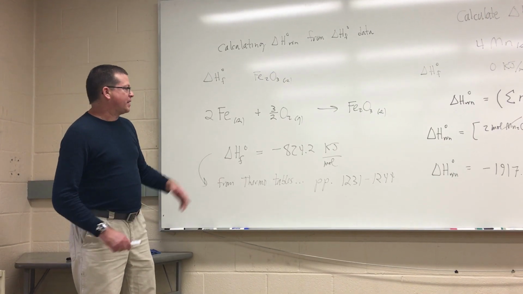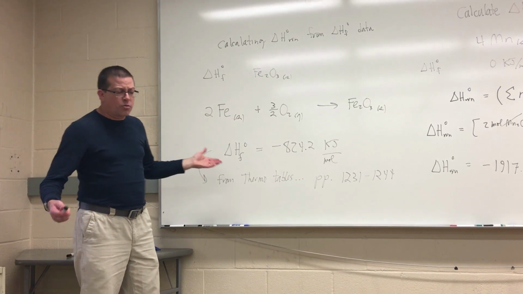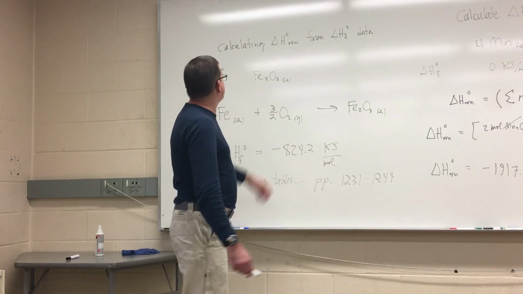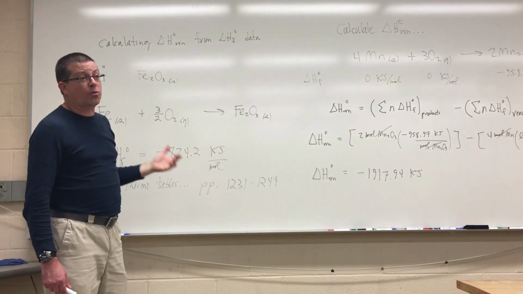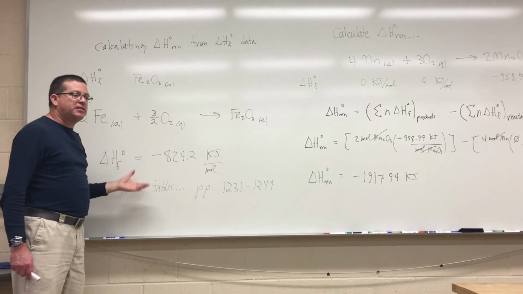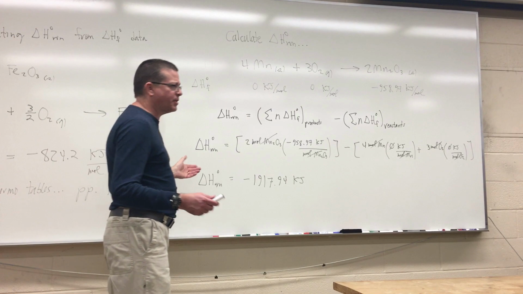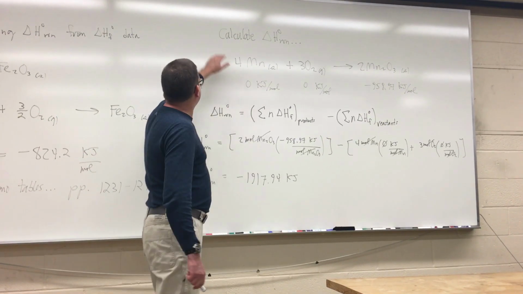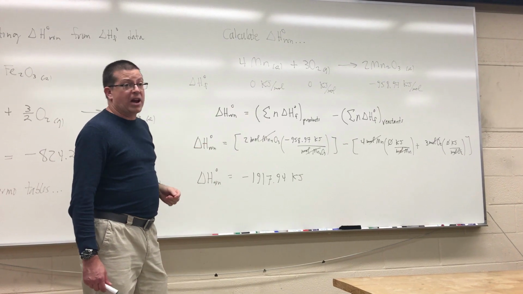Once I've got the delta H of formation, or I have access to them, what are we going to do with them? Well, what we want to do, as I mentioned here, is to calculate a delta H standard state for a general reaction using these delta H of formation values for the various compounds or elements involved. So let's look at an example of how we would calculate a delta H naught of reaction.